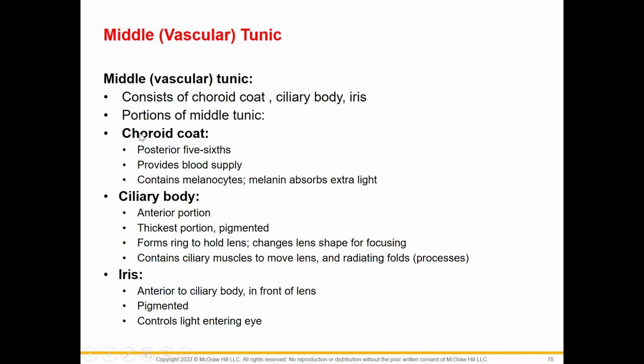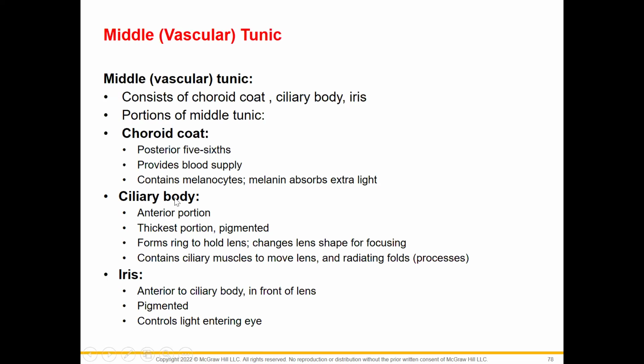So the choroid coat, posterior 5/6 of the eye, provides the blood supply, which is why it's a vascular tunic. It contains melanocytes. The melanin is what absorbs extra light. So remember, melanin is an antioxidant that helps to absorb light. It helps to decrease the amount of oxidative damage caused by free radicals. And in this case, it helps to absorb extra light that is trying to enter into your eye.